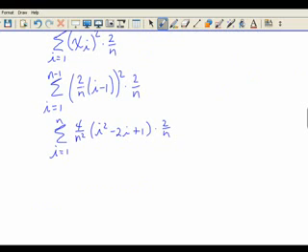The index in this sum is i. i is what's changing. n is not changing. So the part of that, 4 over n squared and 2 over n, I can pull out because it's constant. So I've got 8 over n cubed times the sum, if i goes from 1 to n minus 1, of the quantity i squared minus 2i plus 1.